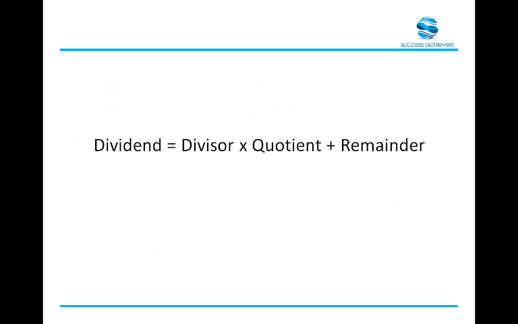Let us start with the definition of remainder. Dividend is divisor into quotient plus remainder. Remember, you have studied this formula in your primary school. For example, if I divide 5 by 3, the quotient is 1 and the remainder would be 2. So according to the rule, the dividend, which is 5, is equal to divisor 3 into quotient 1, so 3 into 1 plus 2, 5.